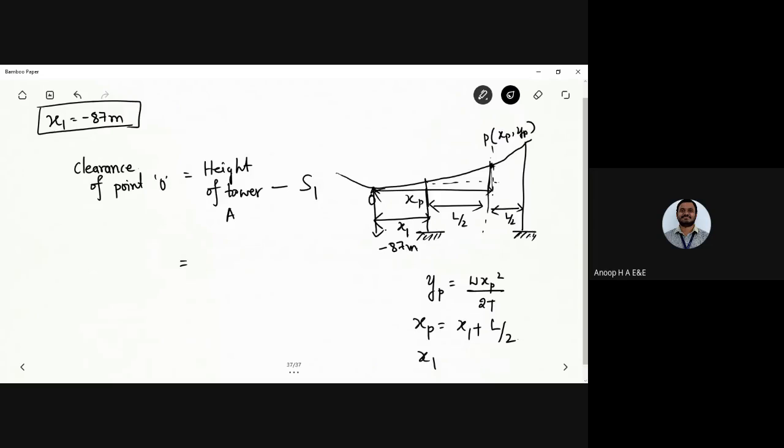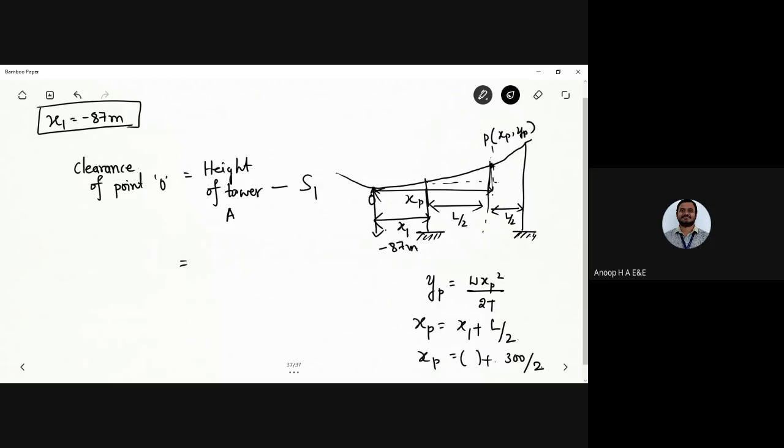What is Xp now? Yes, anyone in the meeting can answer. What will you put for X1? Minus 87. Okay, what is the answer for Xp? 63.